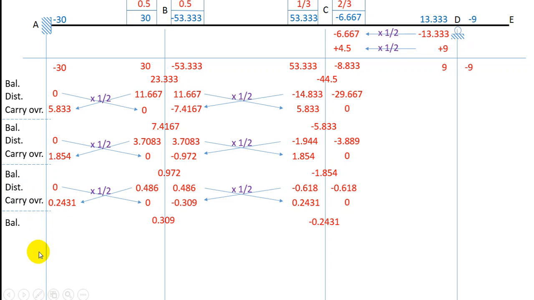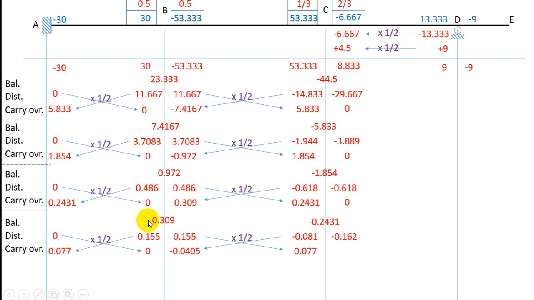The first step of our iteration is balancing the moment. So we balance these moments. Again we have to follow the same procedure as we followed earlier. Next step is distribution of the moments. We multiply by the respective distribution factors. Third is the carryover moment. So as you can see now, my carryover values are very small, and we can actually stop the iterations.